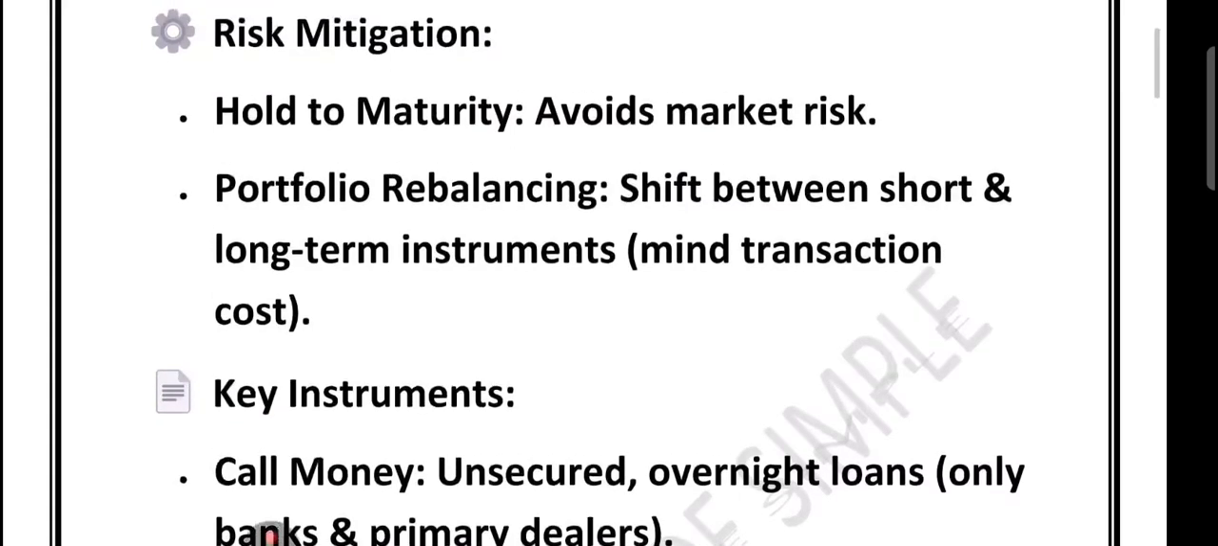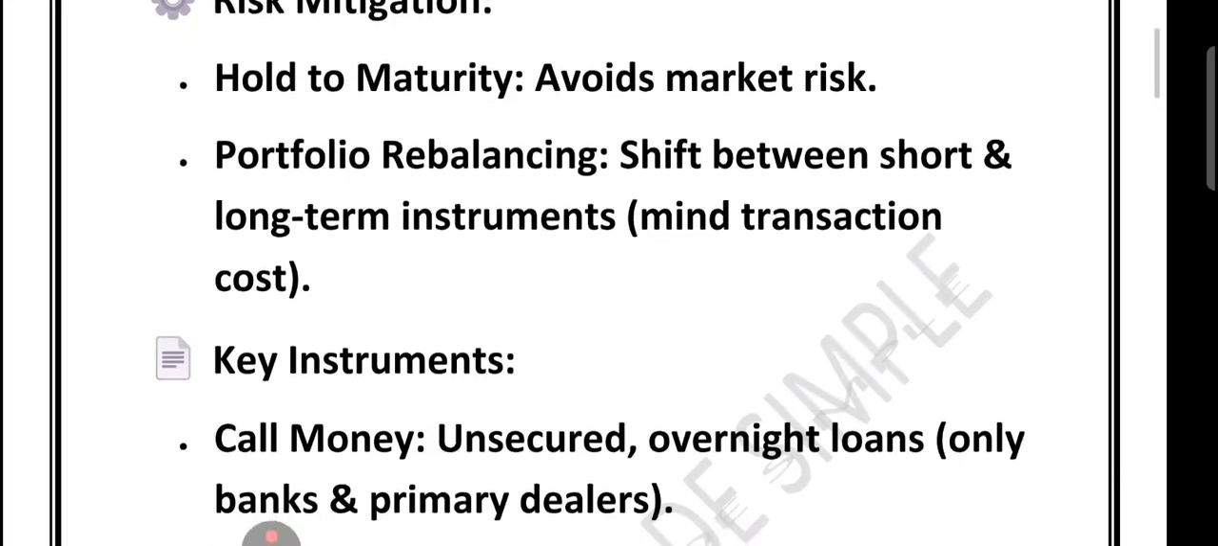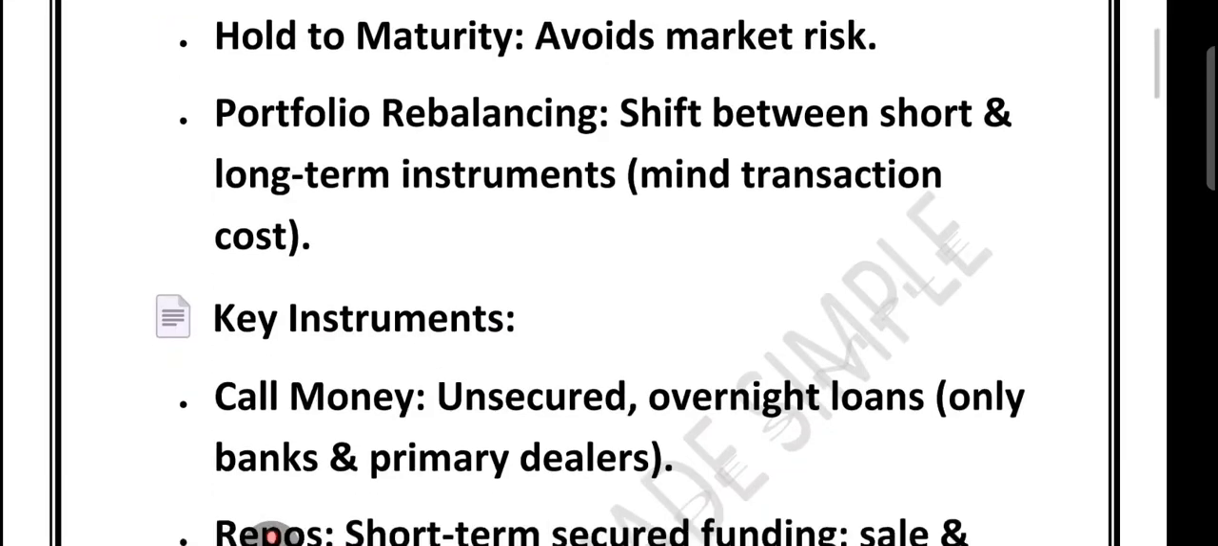The second risk mitigation strategy we have is called portfolio rebalancing. When I say portfolio rebalancing, it means you adjust between short-term and long-term instruments to optimize the return. But remember, it involves transaction cost. So whenever I say portfolio rebalancing, it means you are adjusting between short-term and long-term instruments, right? The drawback is that this involves transaction cost.